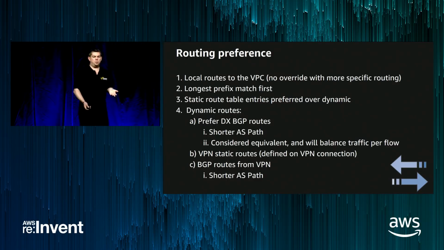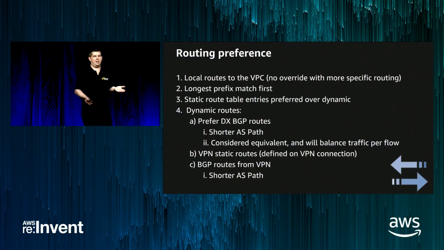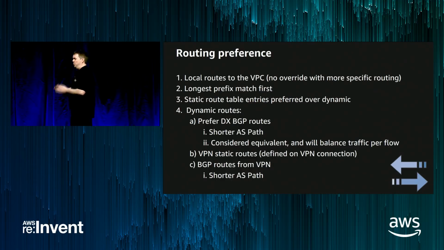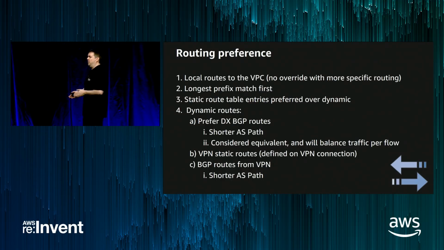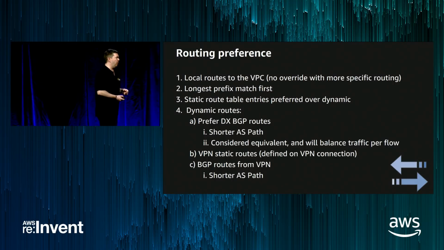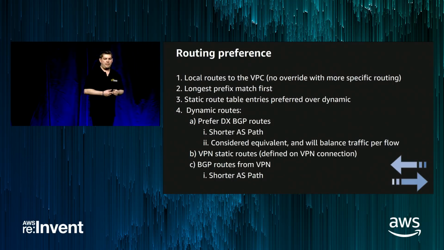If we have multiple options, do we see a shorter AS path length on one of them? If so, we're going to choose that. If we've reached this point where we now have multiple paths to the same prefix, the AS path length is the same, this is when we're going to start balancing the traffic per flow. So we're going to be doing ECMP.